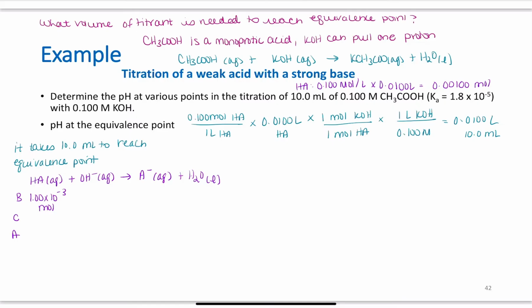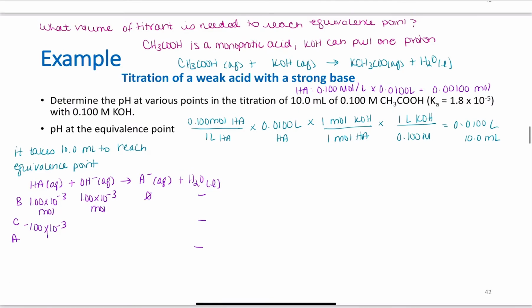At the equivalence point, the moles of acid equal the moles of base. That's how I was able to figure out the volume. And I don't have any A minus to start, and water doesn't matter. The change, minus 1.00 times 10 to the minus third moles, minus 1.00 times 10 to the minus third moles, and plus 1.00 times 10 to the minus third moles. Students really get messed up on this minus and plus thing. It's always subtracted from the reactant side, added to the product side. The Ka or Kb will take care of the math ratio for you, but always subtract from the reactant side, add on the product side.